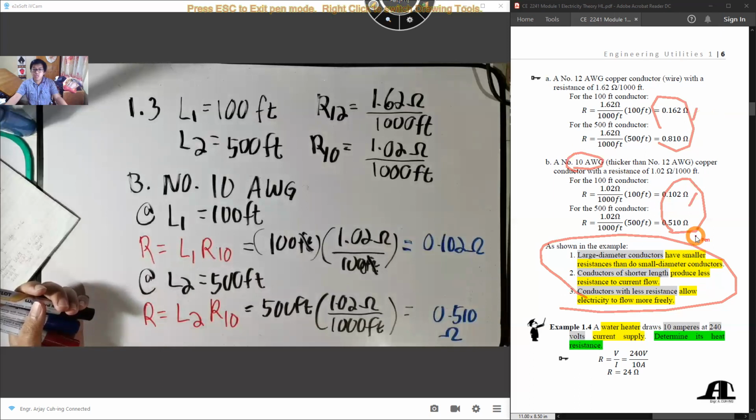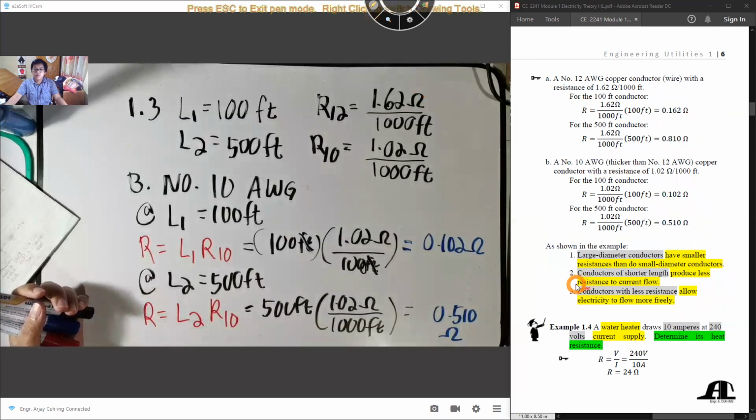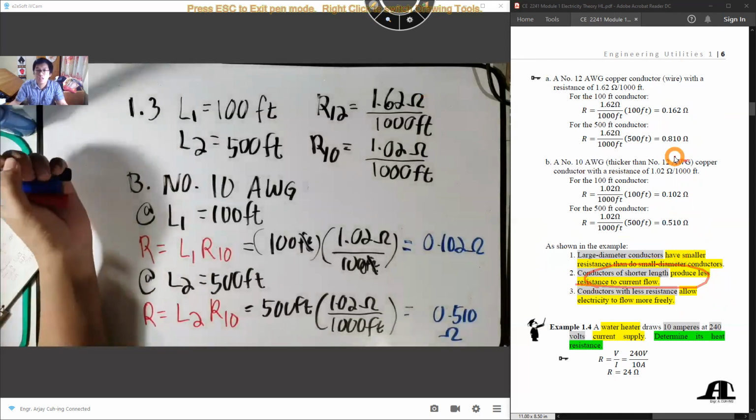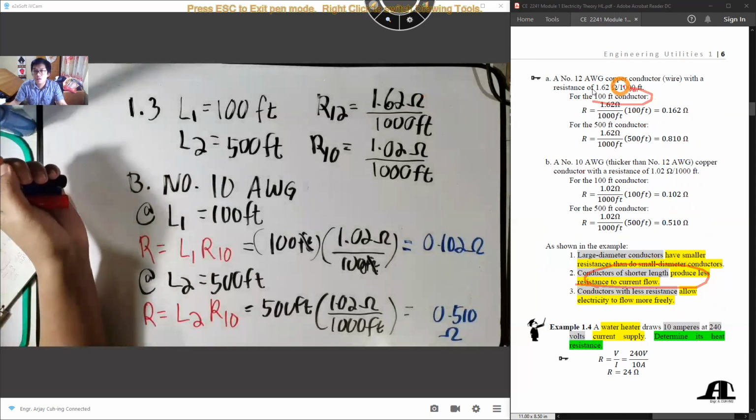Okay, second class, conductors of shorter length produce less resistance. So ang focus natin dito class sa number 2. Shorter the length class, less resistance. So kung titignan natin class, di ba? Mas maiksi class, mas maliit yung resistance.